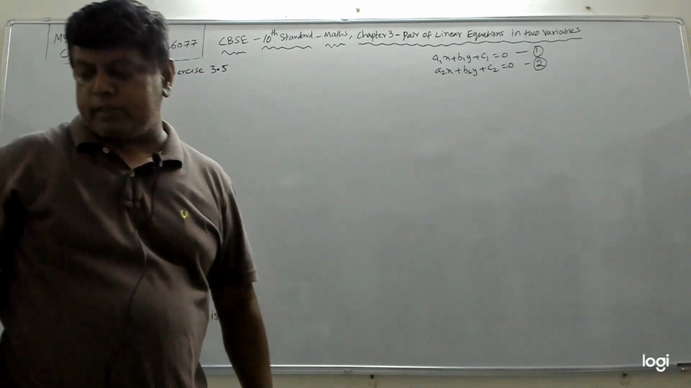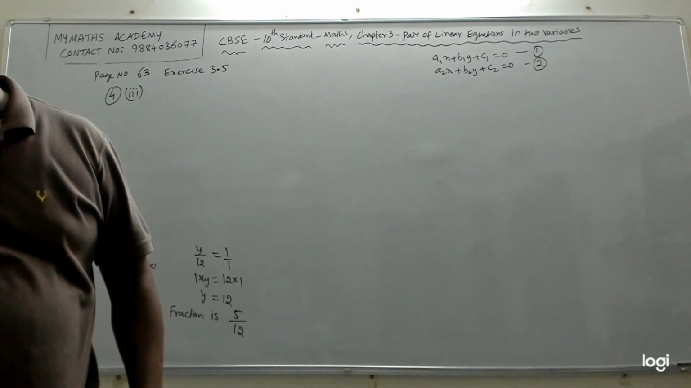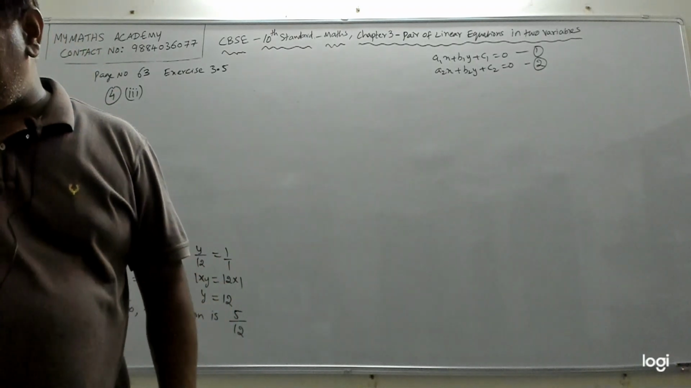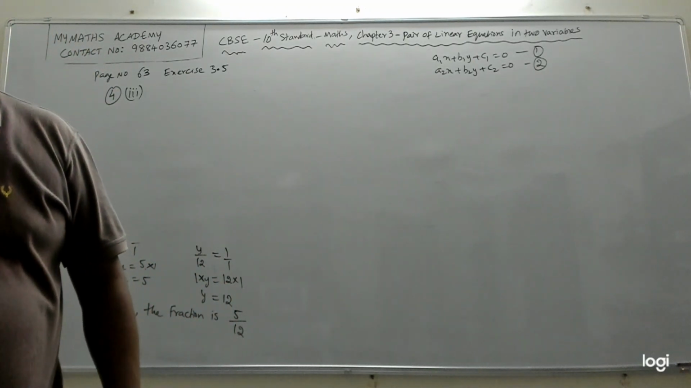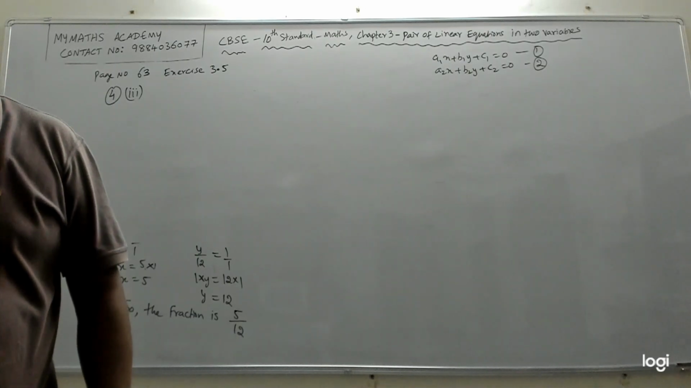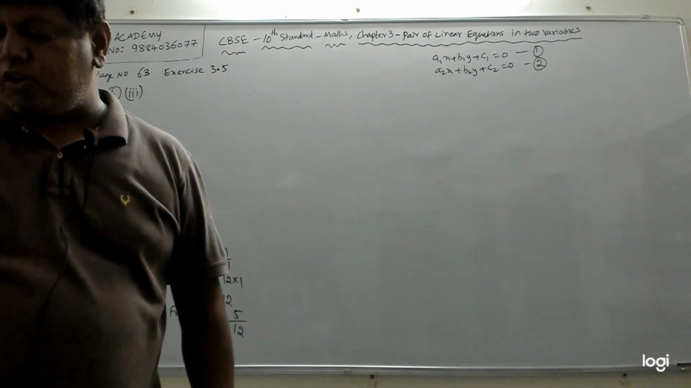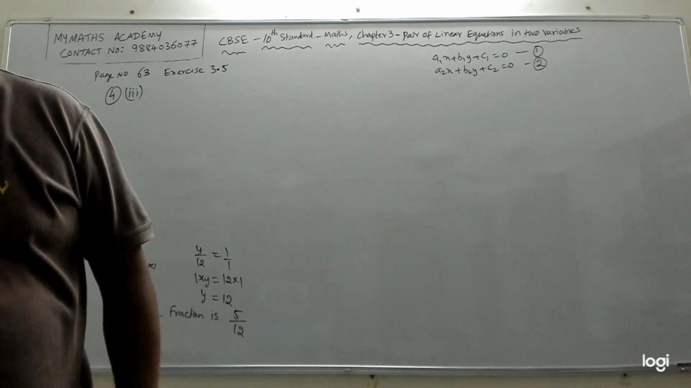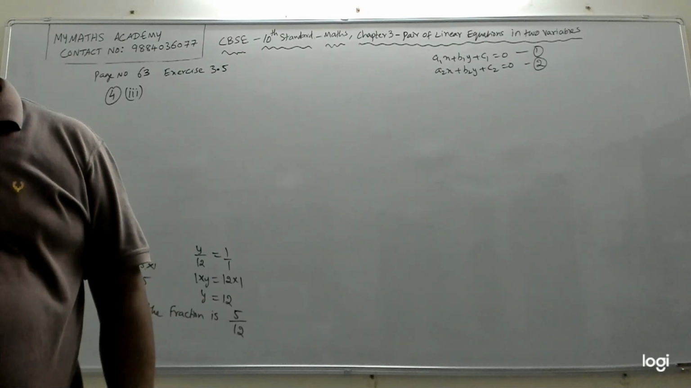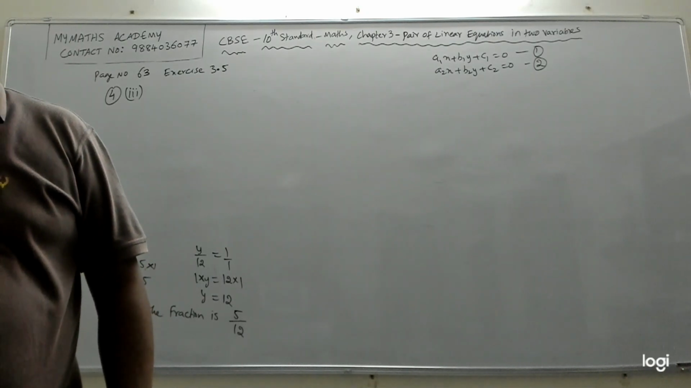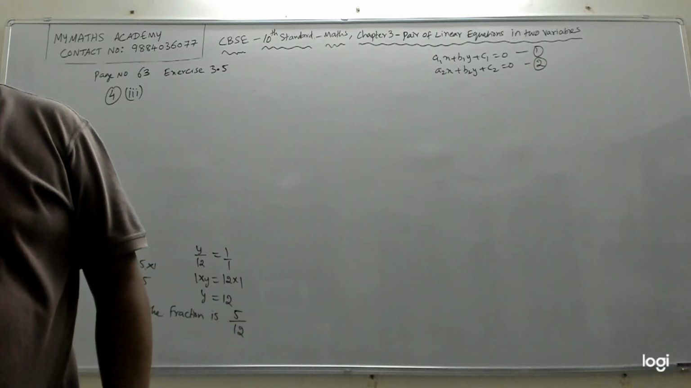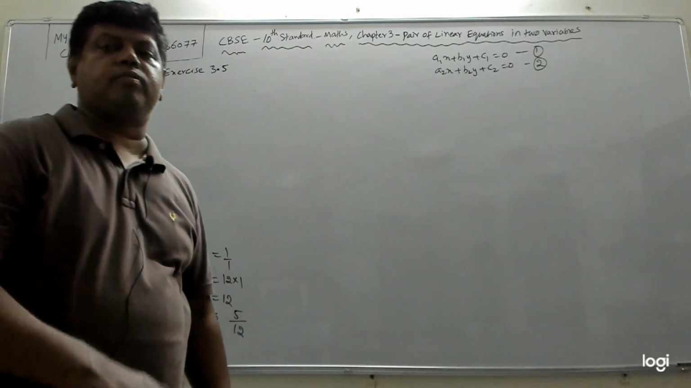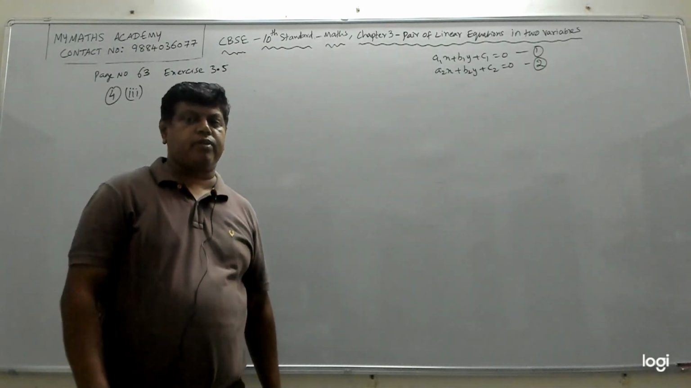Right? So what it says is Yash scored 40 marks in a test, getting 3 marks for each right answer and losing 1 mark for each wrong answer. Had 4 marks been awarded for each correct answer and 2 marks be deducted for each incorrect answer, then Yash would have scored 50 marks. How many questions were there in the test?